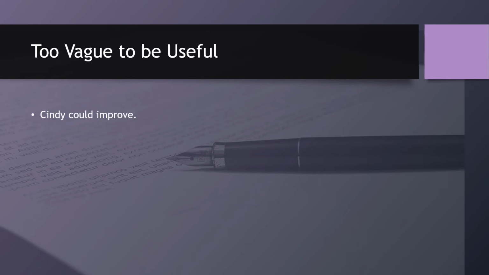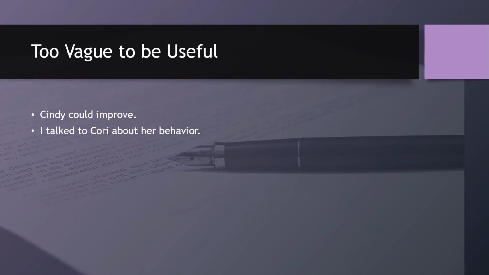So here's an example. "Cindy could improve." I'm not entirely sure what this is saying. Does this mean that Cindy is doing a good job, but she could be doing a great job, and so I'm going to coach her to some things that she could do to move from good to great? Or does this mean that she's not doing well and she needs to improve? And I also don't know what we're talking about as far as what should improve.